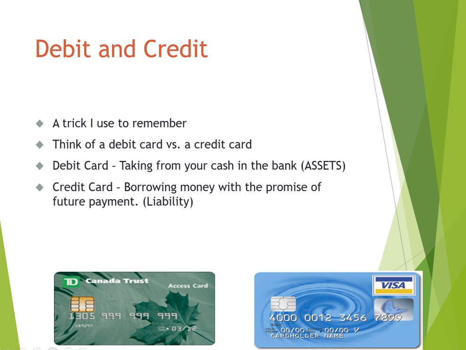Now see, I'm telling you a simple way to remember debit and credit. You need to think of a debit card versus a credit card. In a debit card, you take out cash from your bank. It is an asset. You're doing normal transactions from your bank account. In a credit card, you're borrowing money and you're making a promise of future repayment. This promise is the liability. Simple to remember: debit card and credit card.